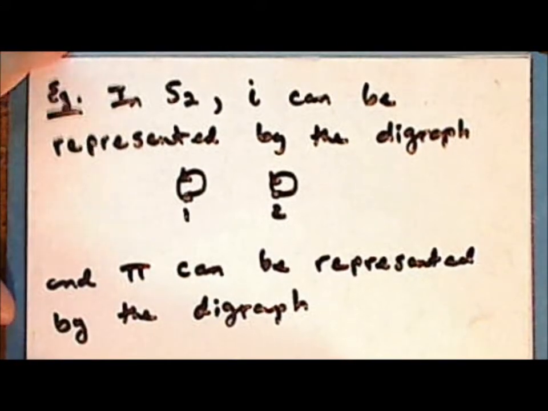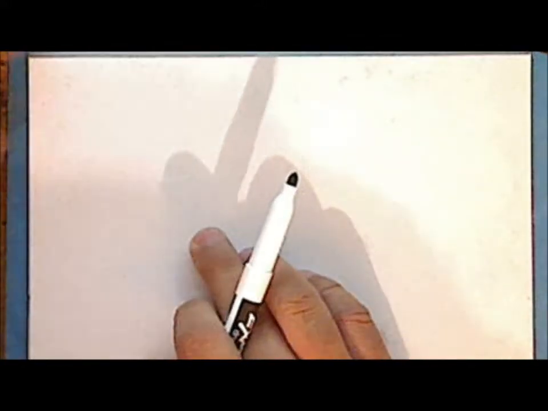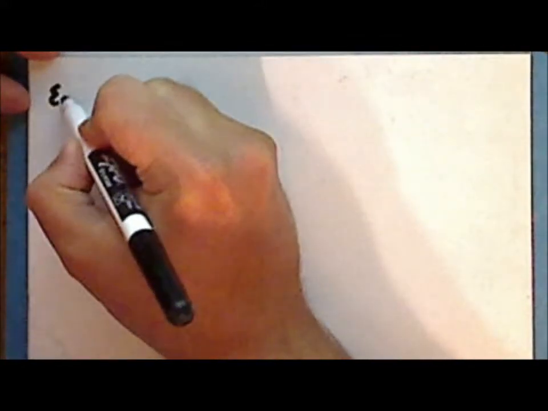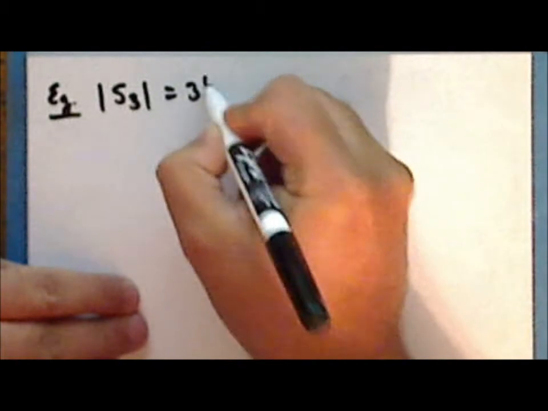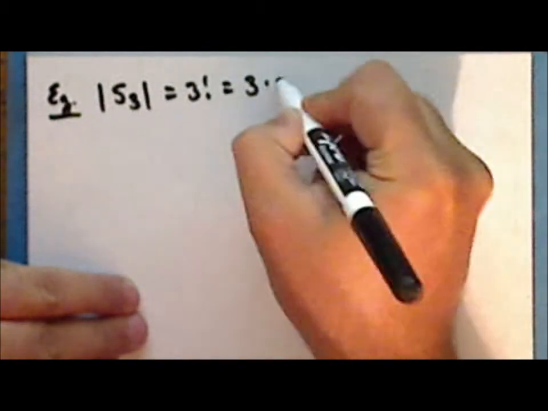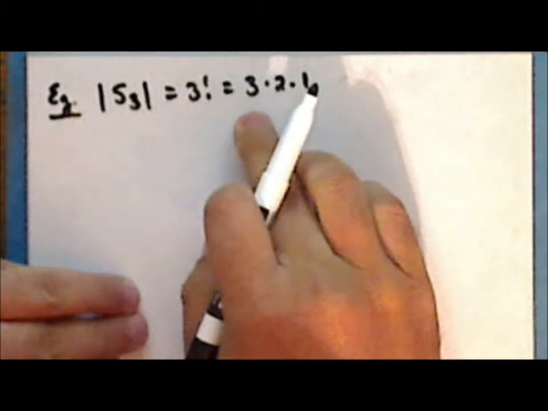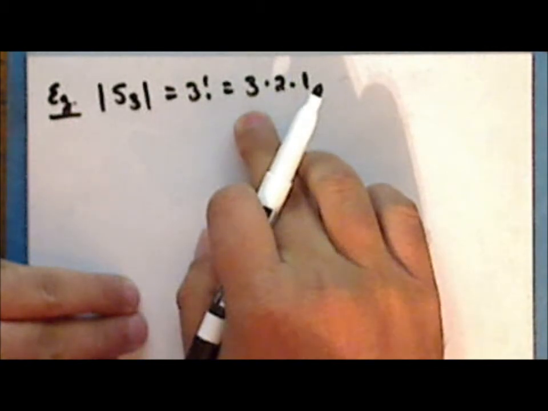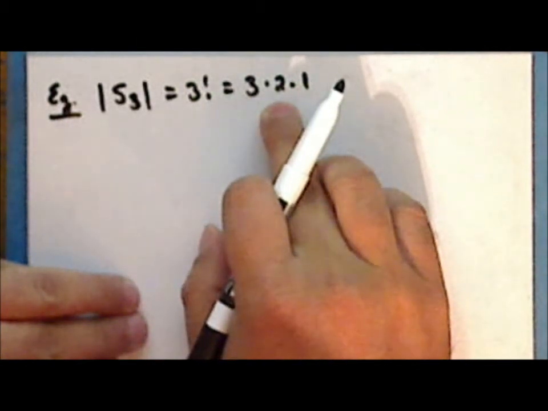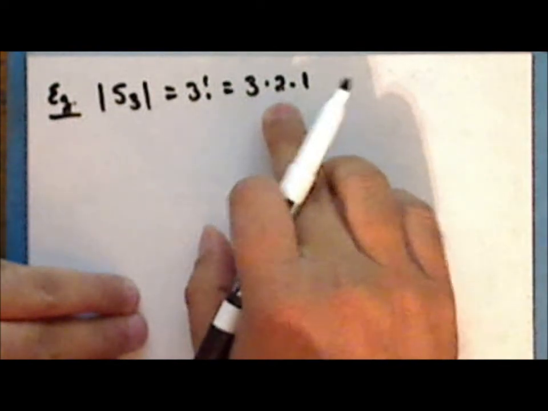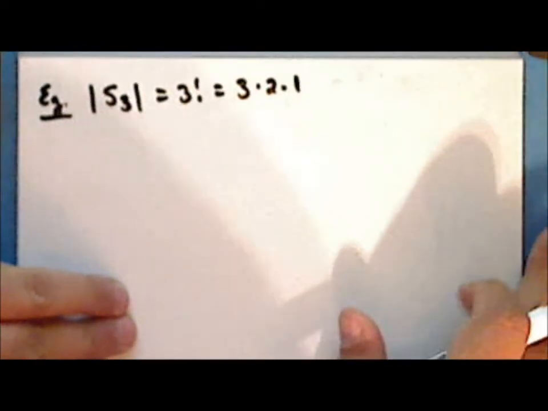Okay, so let's look at another example. The order of the symmetric group on 3 letters is 3 factorial, which is 3 times 2 times 1. There are 3 ways to choose the first element. After that choice is made, there are then 2 ways to choose the second element. And once that choice is made, there is 1 way to choose the third element.